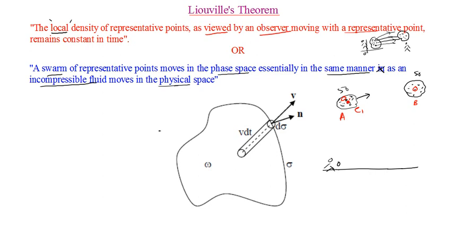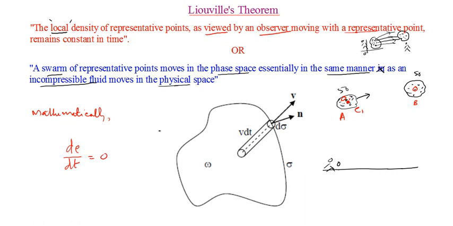Okay, that is the meaning of Liouville's theorem. Mathematically speaking, Liouville's theorem can be put very easily. The entire statement, whether the first statement or the second statement above, can be written simply as d rho by dt equal to 0.